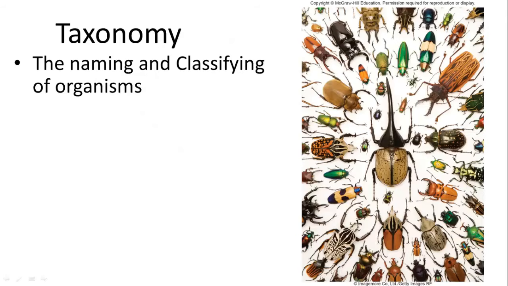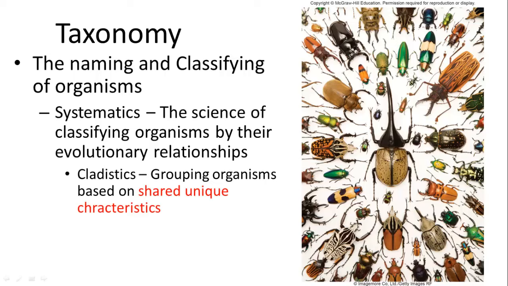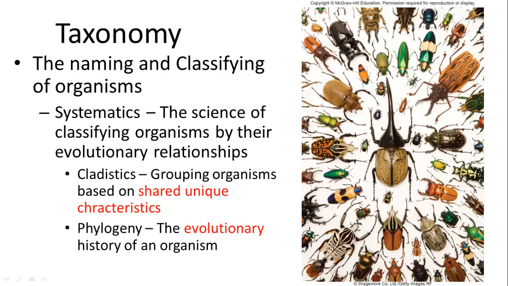And we've talked about this before. Taxonomy is the naming and classifying of organisms, and includes subsciences such as systematics, where you're looking at classifying organisms by their evolutionary relationships, and you may have different ways of doing that. Cladistics within systematics is grouping organisms based on their shared, unique characteristics. And then a phylogeny is an evolutionary history of an organism, usually represented graphically.